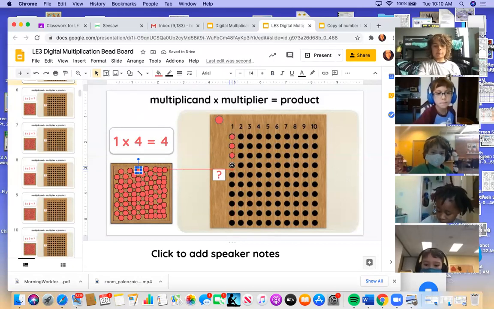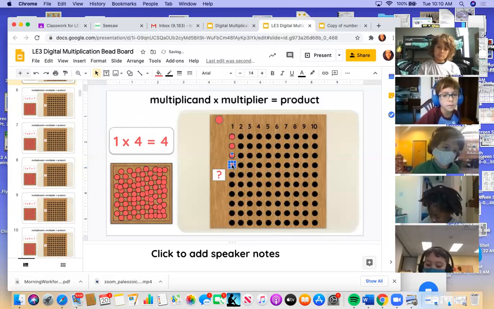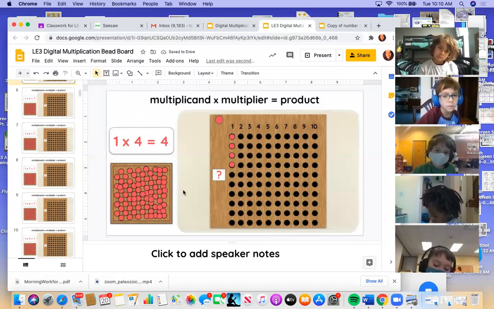Seems like I've done this before. Yeah, I showed some of you the multiplication bead board last year, so this might be some review.